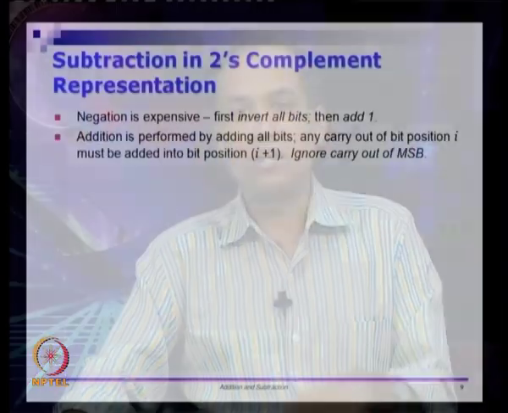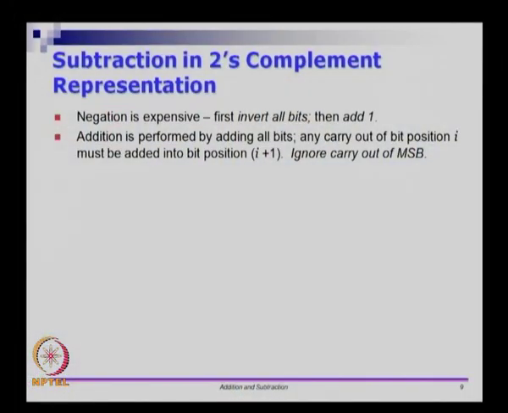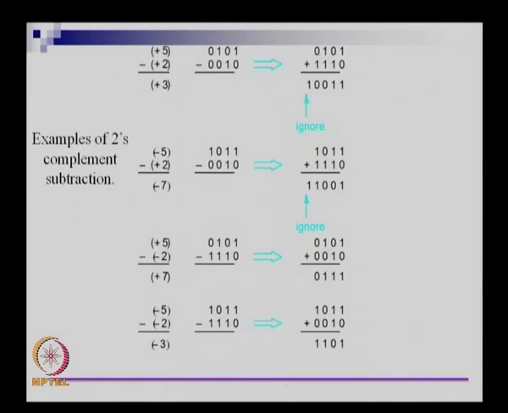Again, I want to emphasize that negation does not mean it works only on negative numbers. Negation of any number in 2's complement form is you invert all the bits and add 1, that will give you the 2's complement representation of negative x if you start with x. Addition is performed as it was before, you ignore the carry. So, let us see the examples.